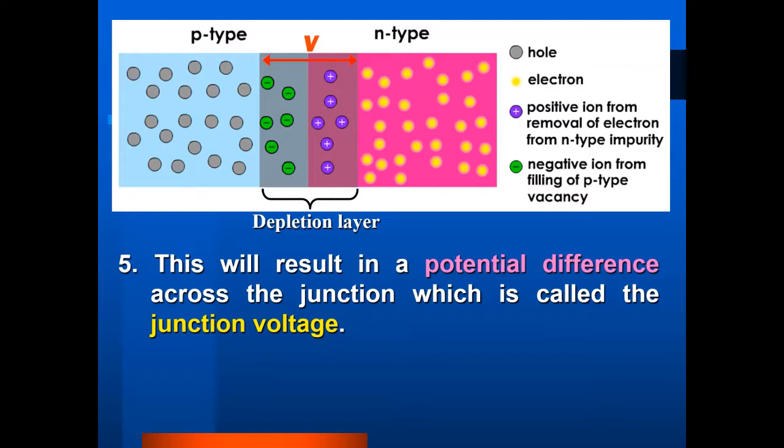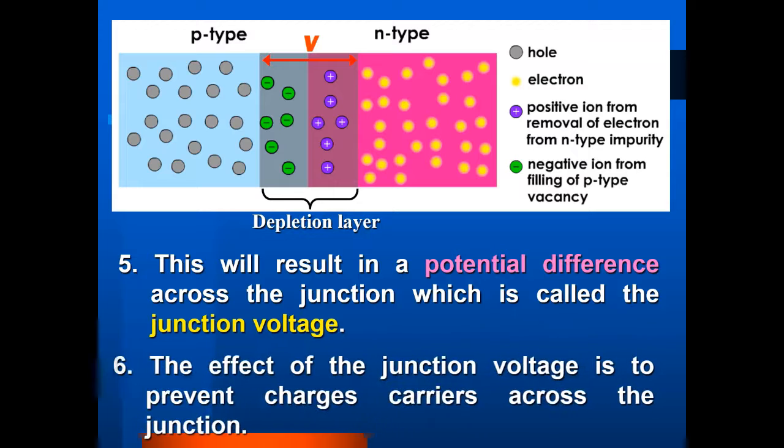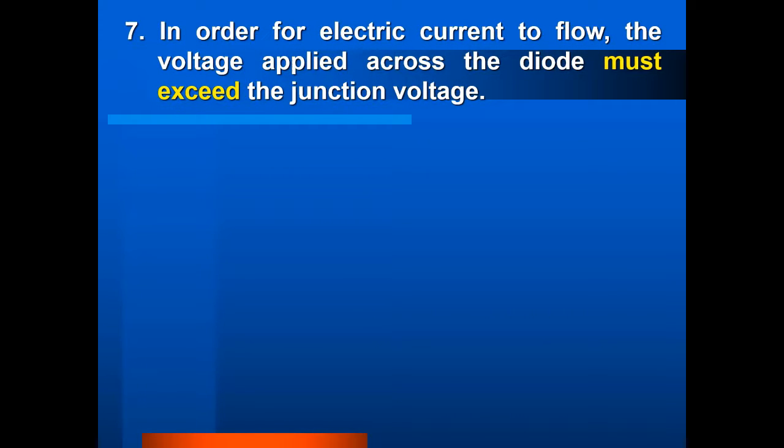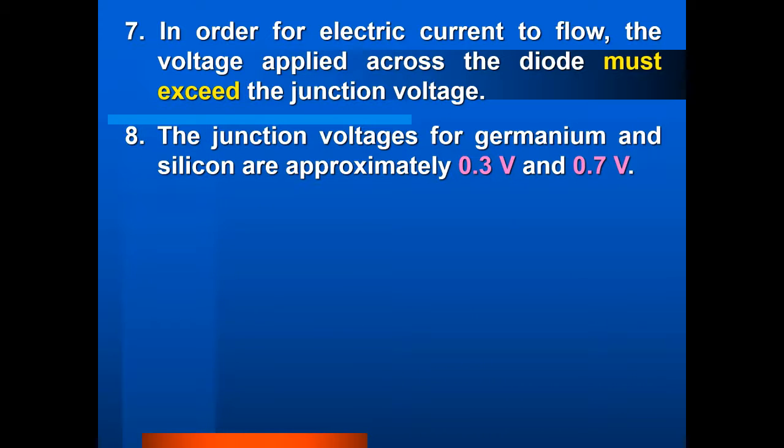So this will result in a potential difference across the junction, which is called the junction voltage. The effect of the junction voltage is to prevent the charge carriers from crossing the junction. In order for electric current to flow, the voltage applied across the diode must exceed the junction voltage. The junction voltage for germanium is 0.3 volt, and for silicon it is 0.7 volt.